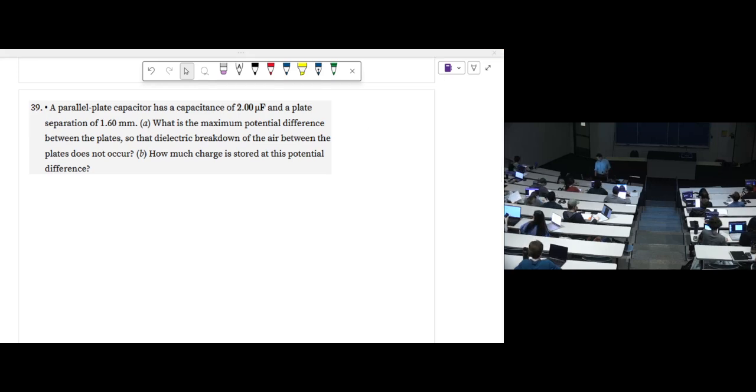And what they don't tell you, frustratingly in my opinion, on this one, is that dielectric breakdown in air happens with an electric field strength of 3 times 10 to the 6th newtons per coulomb. So that's the dielectric breakdown in air.